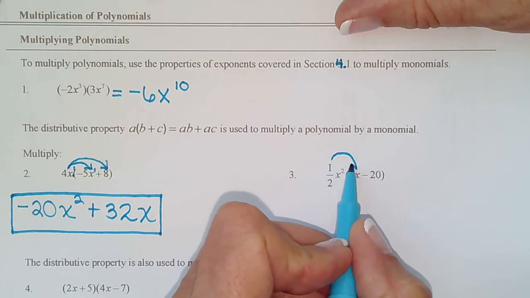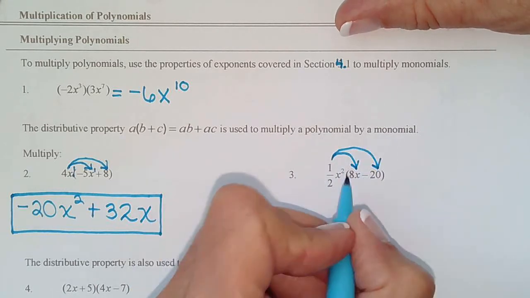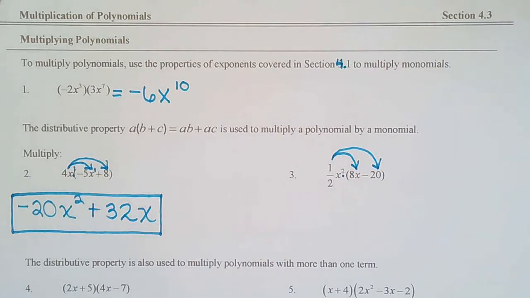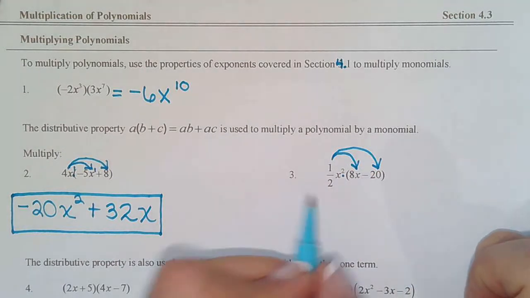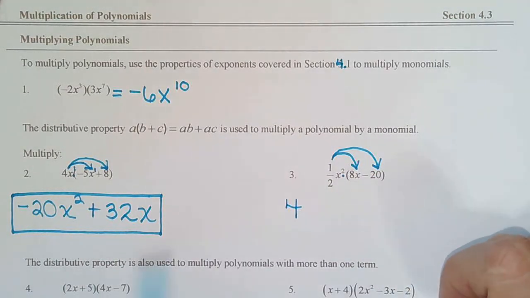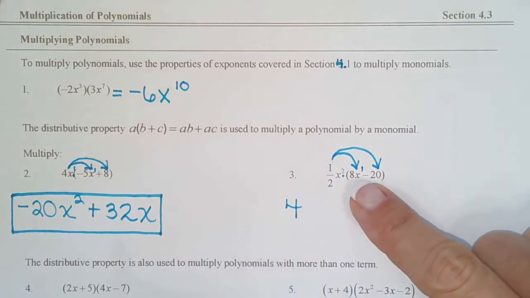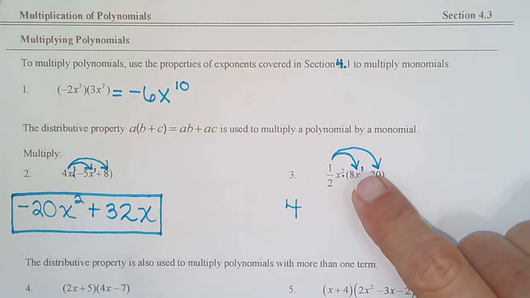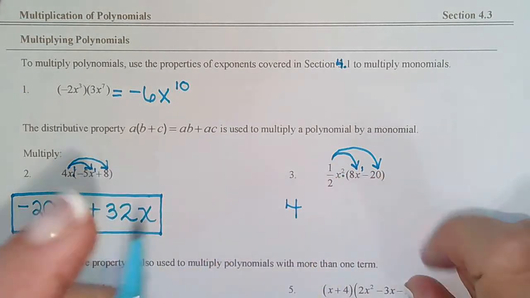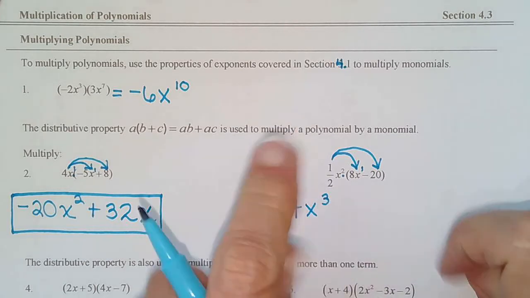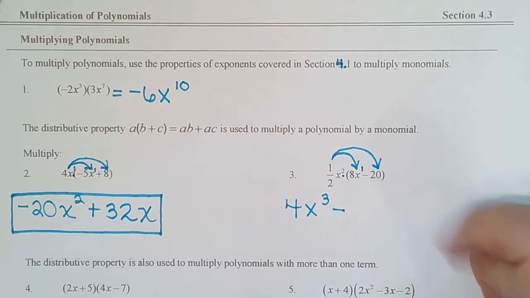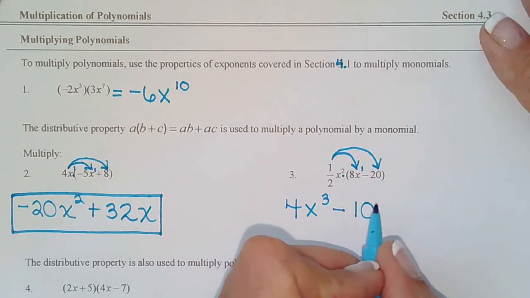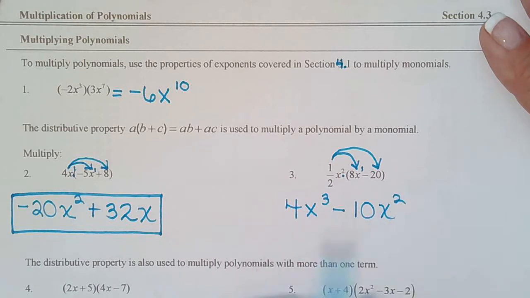So -20, x to the second, positive 32x. And same thing when you have a fraction in front, it's still just multiplication. A half is easy. You don't even have to pick up your calculator because you just say, what's half of 8? Well, half of 8 is 4. Then you deal with your exponents. So every variable has an imaginary 1 exponent if it's not present. So 2 plus 1 would be x cubed. A positive times a negative is negative. Half of 20 is 10. And then you bring over the x squared. That won't change since there are no x's there.